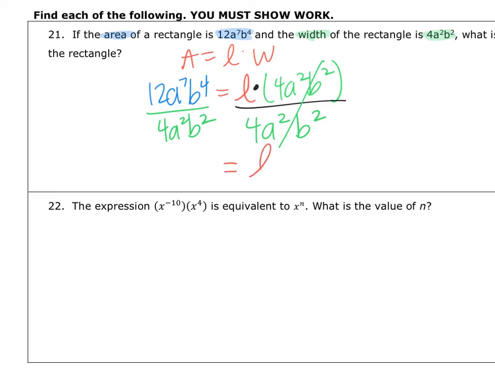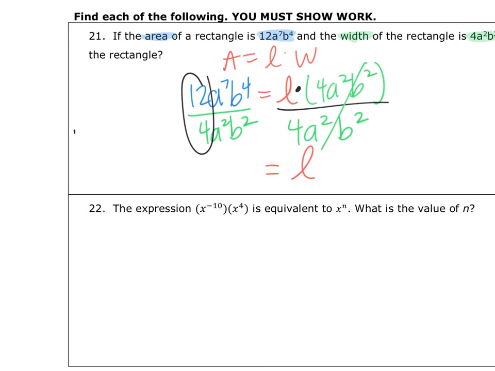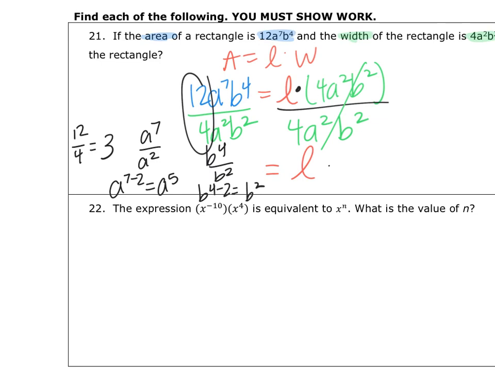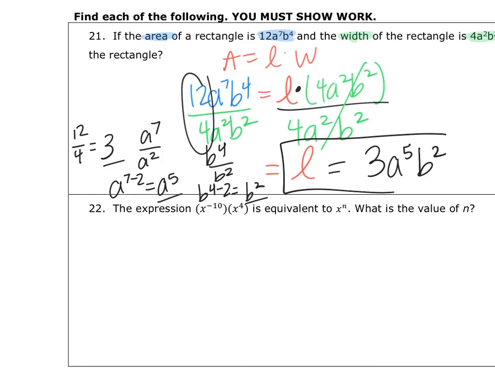On the right side, that will cancel. On the left side, I'm going to break it up number by number, letter by letter. So 12 divided by 4 is 3. A to the 7 over A squared is 7 minus 2, so 5. And B to the 4 over B squared is 4 minus 2, which is 2. So I'm going to write it on this side. 3A^5B^2 would be my answer.